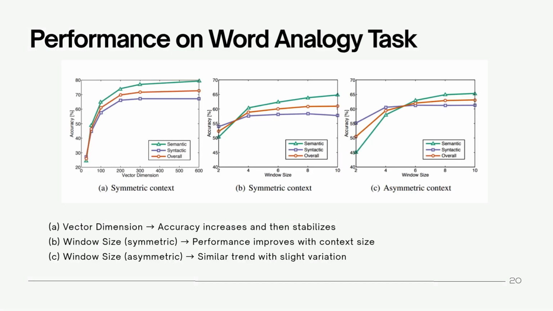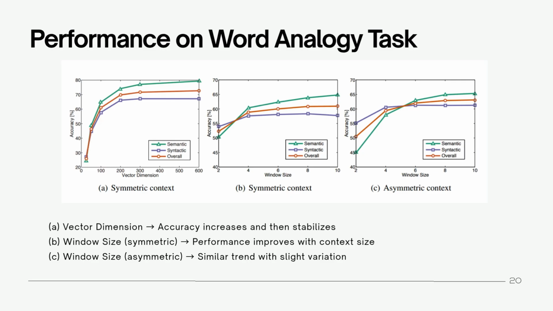This slide shows how GloVe performs on the word analogy task under different settings. In the first graph, as we increase the vector dimension, accuracy improves quickly at first, then starts to level off. This means larger vectors capture more meaning, but after a point, increasing size gives very small improvements. In the second graph, we vary the window size with symmetric context, meaning we look at the words on both sides equally. As the window size increases, performance improves because the model gets more contextual information.